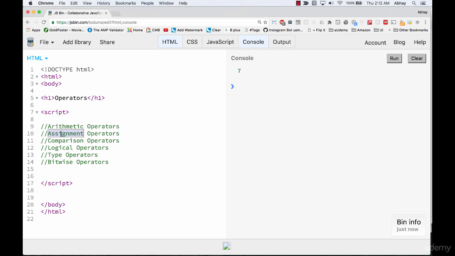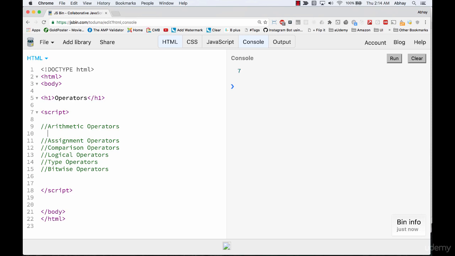The other type of operators are the assignment operators. We already saw the equal to sign, and let's see what other assignment operators are possible. Then there are comparison operators. We'll cover some comparison operators and see how they're useful in JavaScript. We also have logical operators. The next we have is the type operators. The next is the bitwise operators.